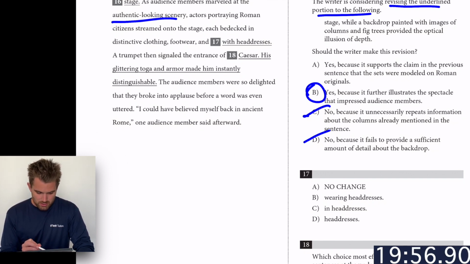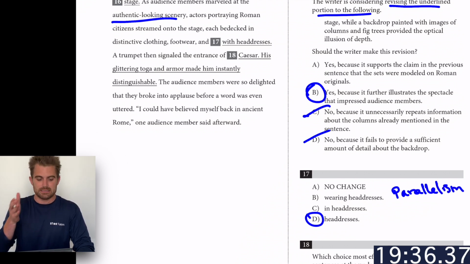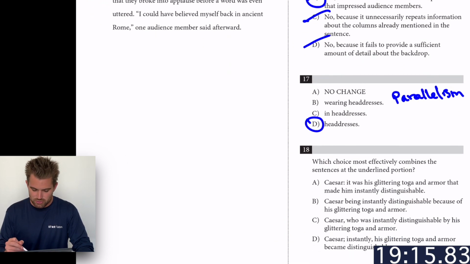17, distinctive footwear. Let's see. Roman citizens streamed onto the stage, each bedecked in distinctive clothing, footwear, and headdresses. This is D, guys. This is a parallelism question. Whenever you have a list like this, look out for parallelism. The sentence has to be consistent in structure. So, each bedecked in distinctive clothing, footwear, and headdresses. If you were going to go with in headdresses or wearing headdresses, it would have to say wearing clothing, wearing footwear, wearing headdresses, or in clothing, in footwear, in headdresses. You have to keep it consistent. That's a parallel sentence structure question.